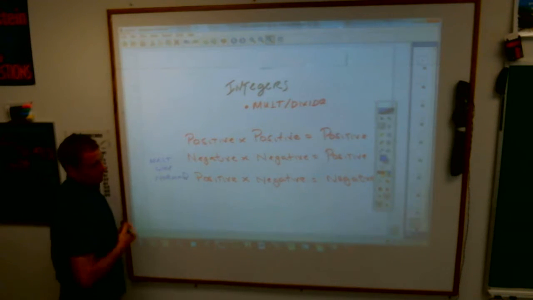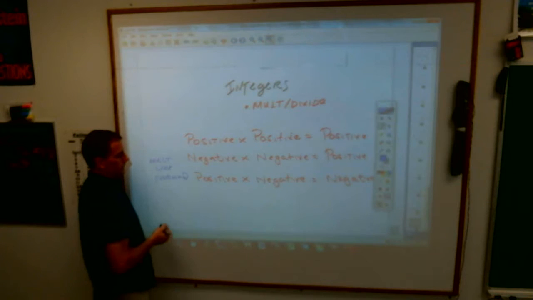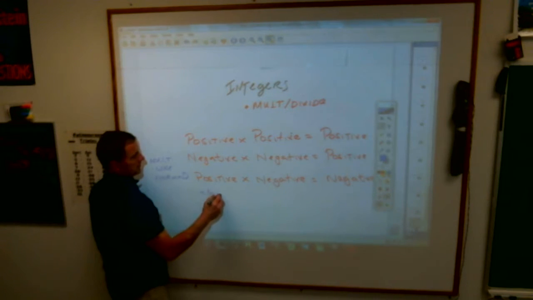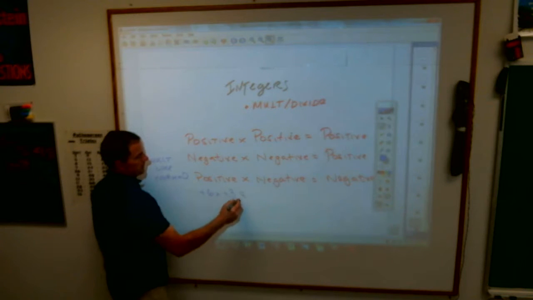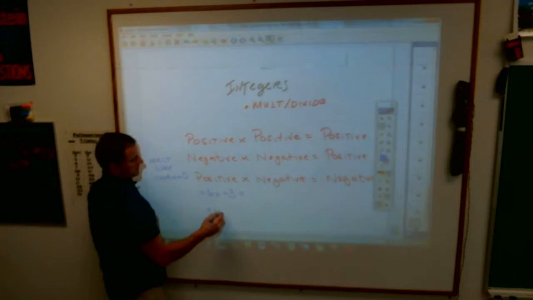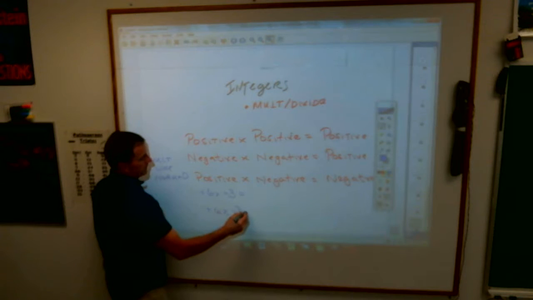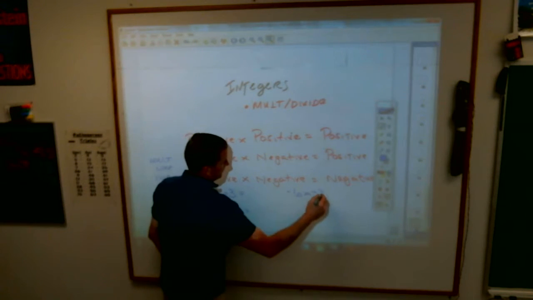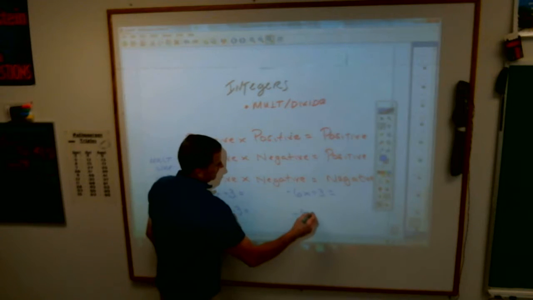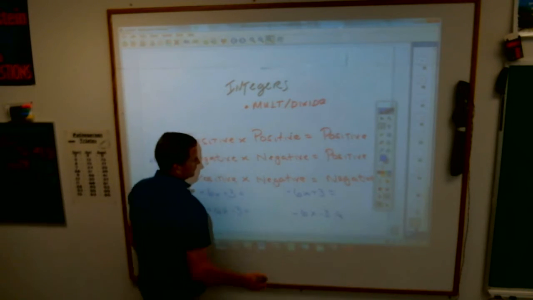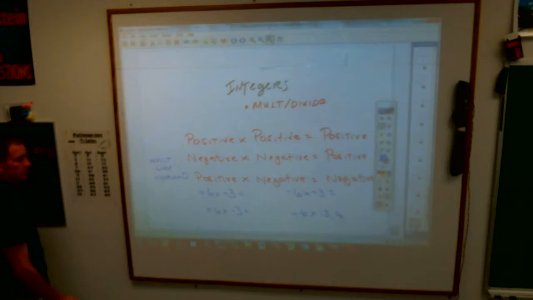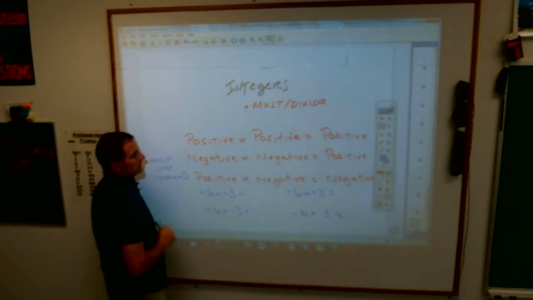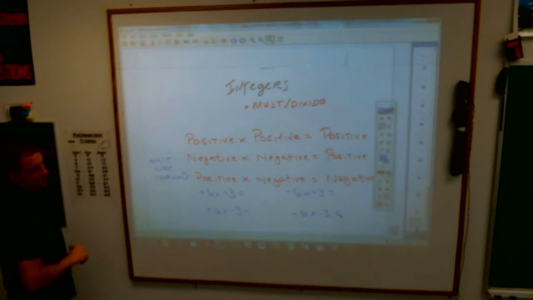So here are the basic possibilities you have. You can have a positive 6 times a positive 3. You could have a positive 6 times a negative 3. You can have a negative 6 times a positive 3. And you could have a negative 6 times a negative 3. Those are all really the three different options. Either they're both positive, or they're both negative, or there's one of each. There's no other possibilities there.